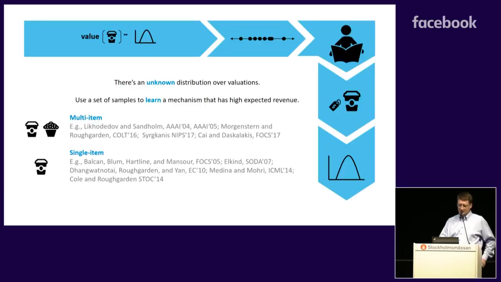All right. So there's an unknown distribution over valuations, and we use a set of samples to learn a mechanism that has high expected revenue. And there's been work on the multi-item case now, as well as on the single-item case.